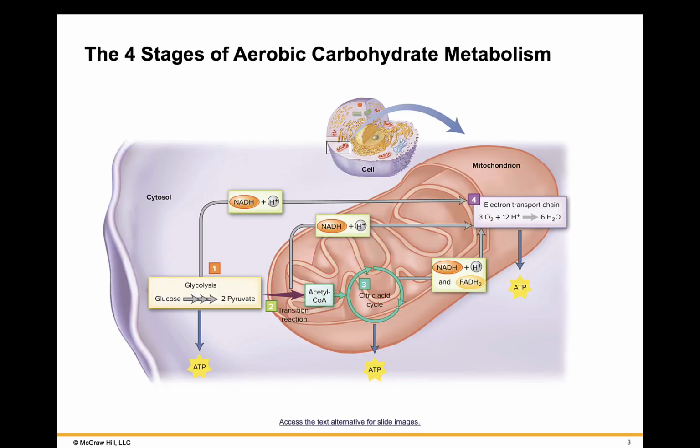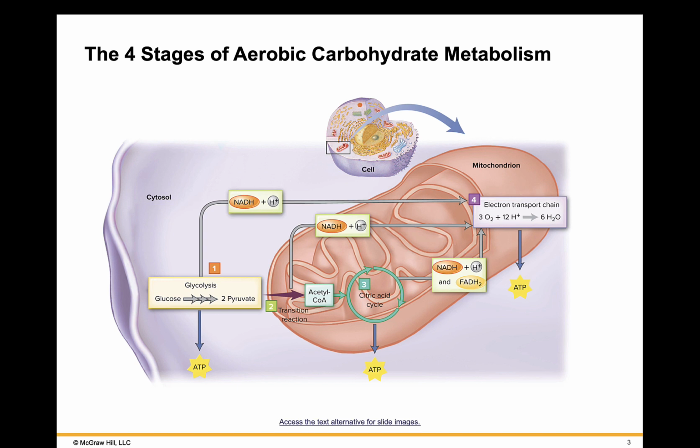Now, there are a total of 4 different stages involved in the aerobic carbohydrate metabolism. And so the first one that we want to look at is glycolysis. We will be starting with glucose. And remember, glucose has 6 carbons, and we will end up with 2 pyruvate. Each of those is a 3 carbon. Now, notice this takes place outside of the mitochondria.